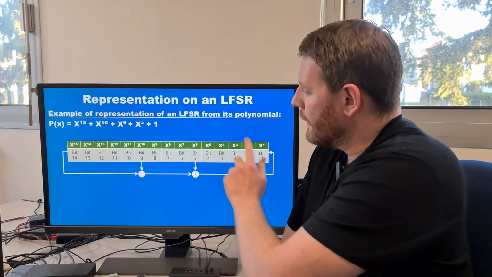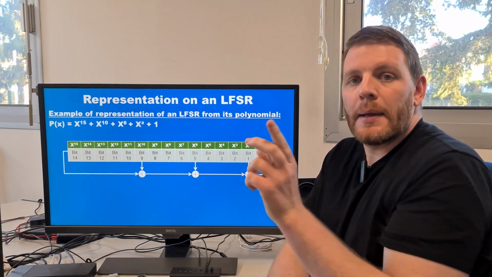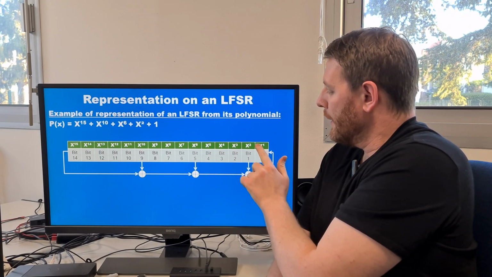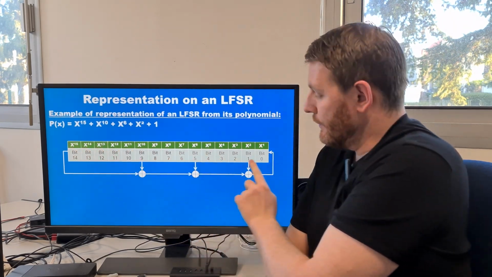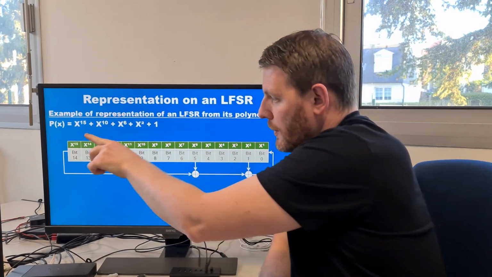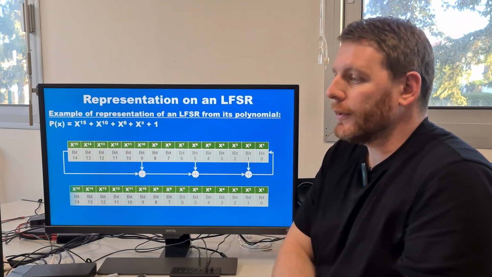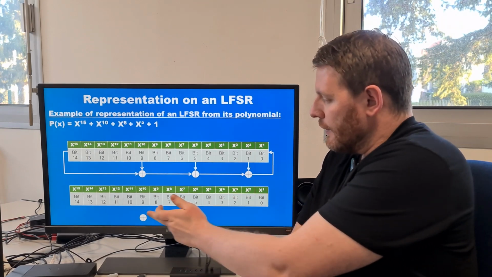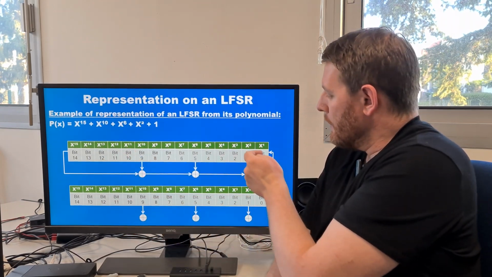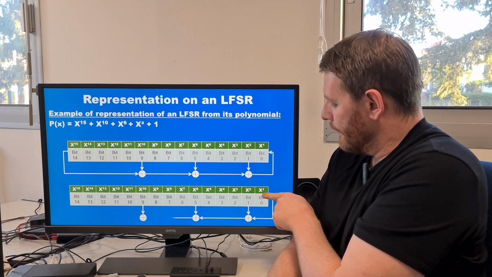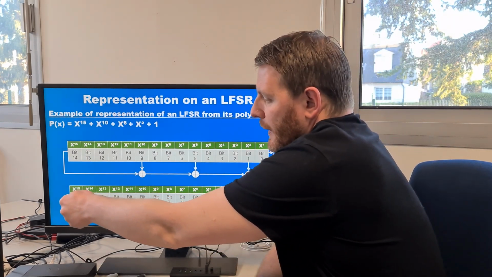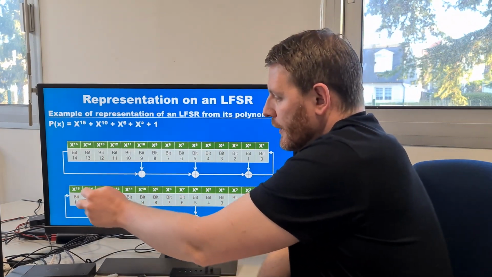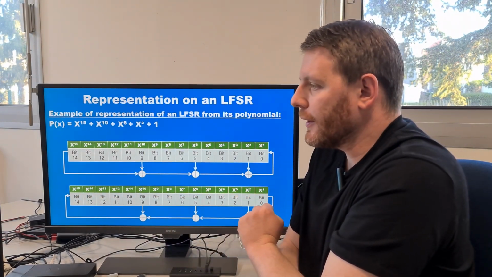You can represent it like this one by shifting all bits from LSB to MSB, least significant bit to most significant bit, or you can also represent it exactly the same, but data comes from MSB here and goes to LSB, most significant bit to least significant bit.